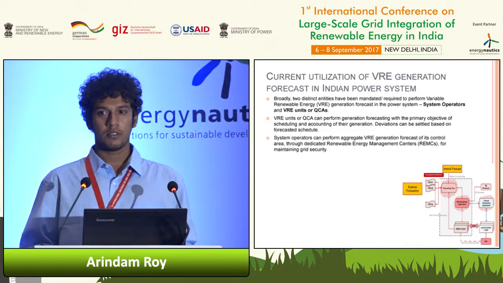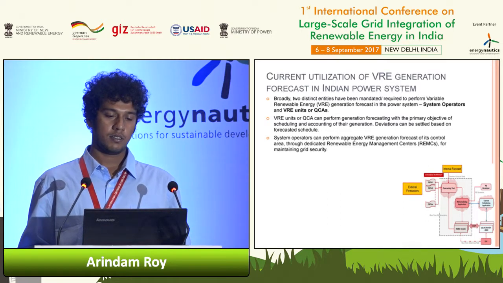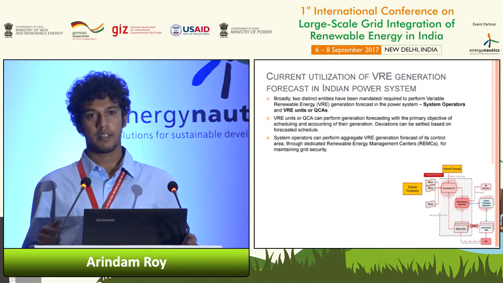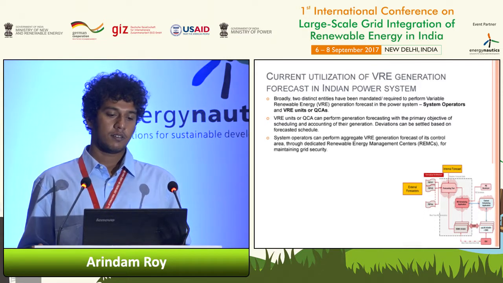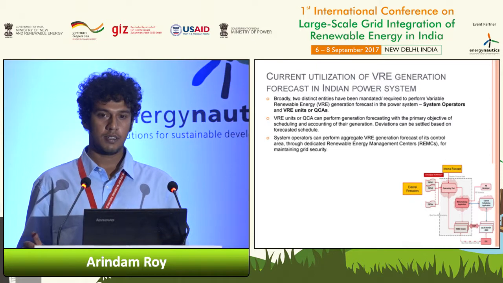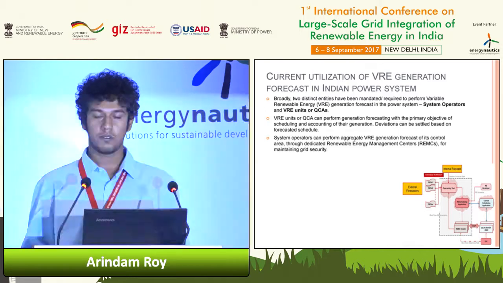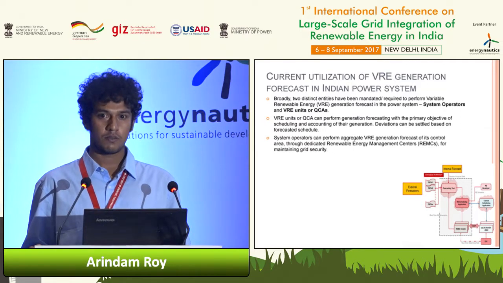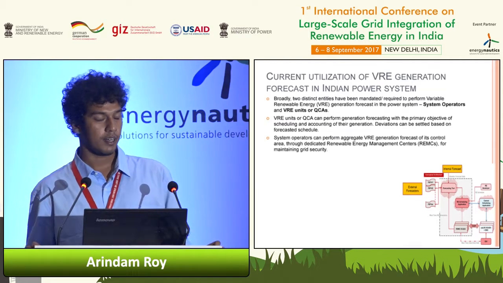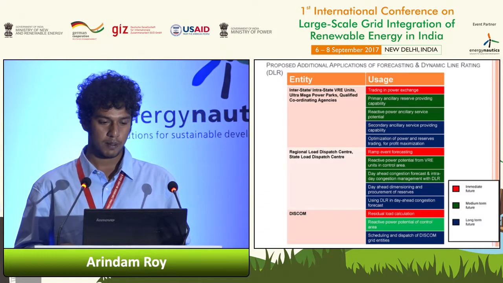Currently, in the Indian power system, forecasting is done by two entities. One is the renewable energy plants themselves or their aggregates, which have been recently introduced, known as the qualified coordinating agencies. The main purpose behind their forecasting is for scheduling and accounting, and the deviations are calculated based on this forecast. On the other hand, the load dispatch centers can also perform forecasting, and the purpose for this is maintaining grid security. They can either do it themselves or through the renewable energy management centers, which are also coming up.